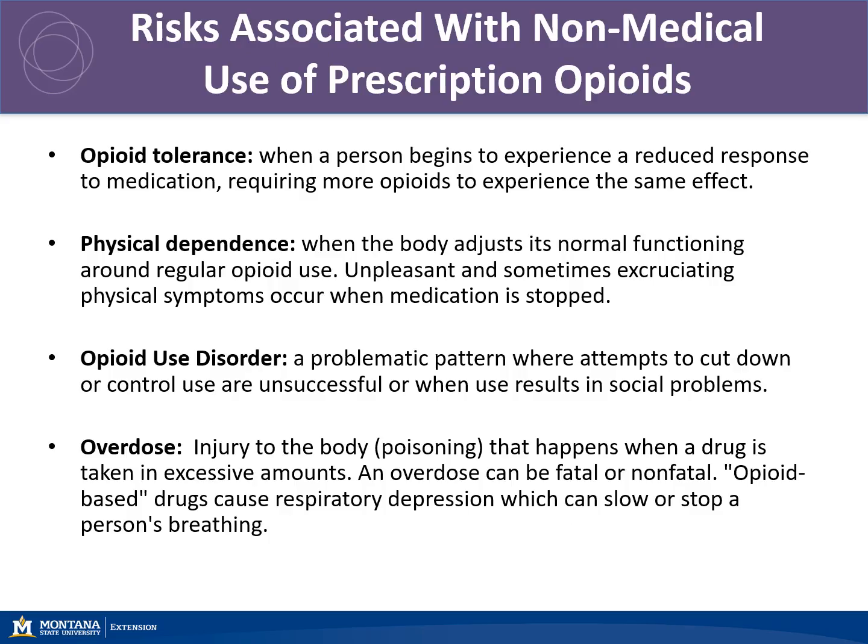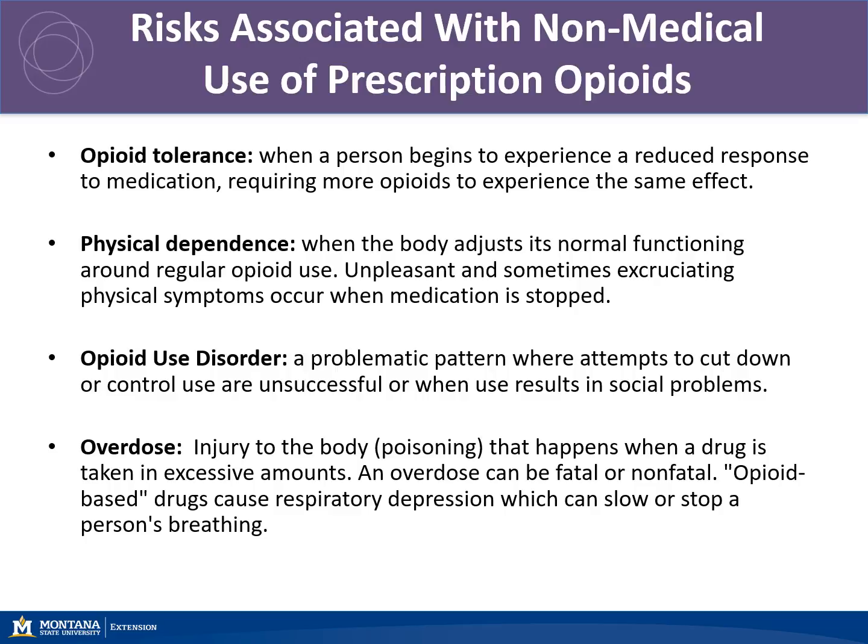When opioids are not used correctly, a person is at risk of developing an opioid tolerance. This is when the person begins to experience a reduced response to the medication, causing their body to require more opioids to experience the same effect. Another risk associated with non-medical use of an opioid is physical dependence. This happens when the body adjusts its normal functioning around regular opioid use, resulting in unpleasant physical symptoms when the medication is stopped. Also, when opioids are not used correctly, there is an increased risk of developing opioid use disorder.